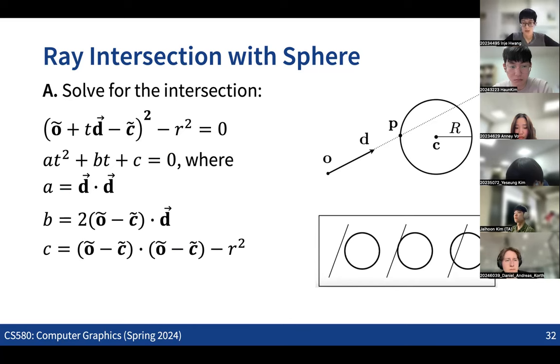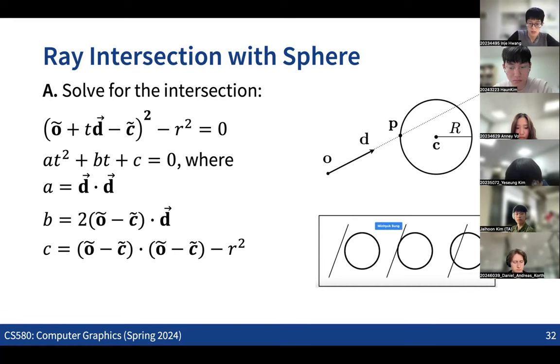So did you get this kind of quadratic formulation? You will see that we are actually getting a quadratic formula. If we solve the quadratic formula, then there might be three cases. If there is no solution, that means there is no intersection between the ray and the sphere.